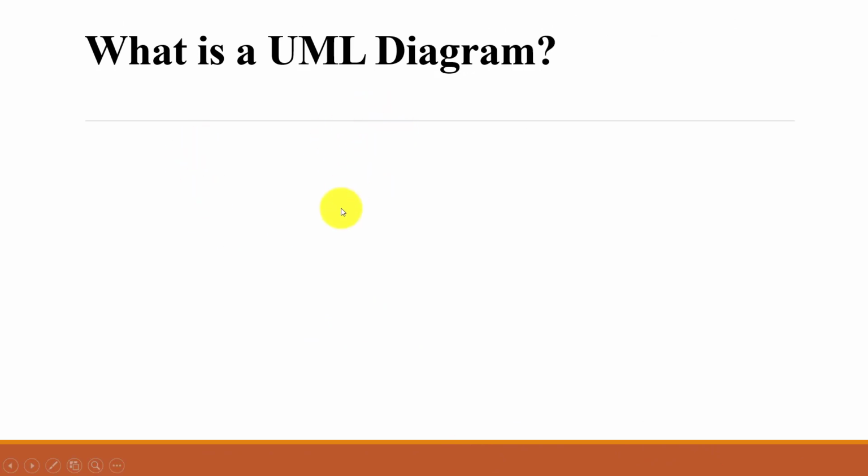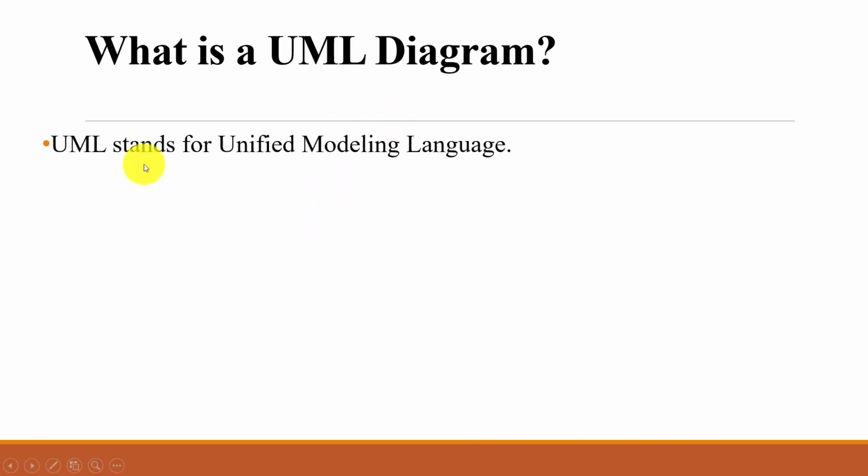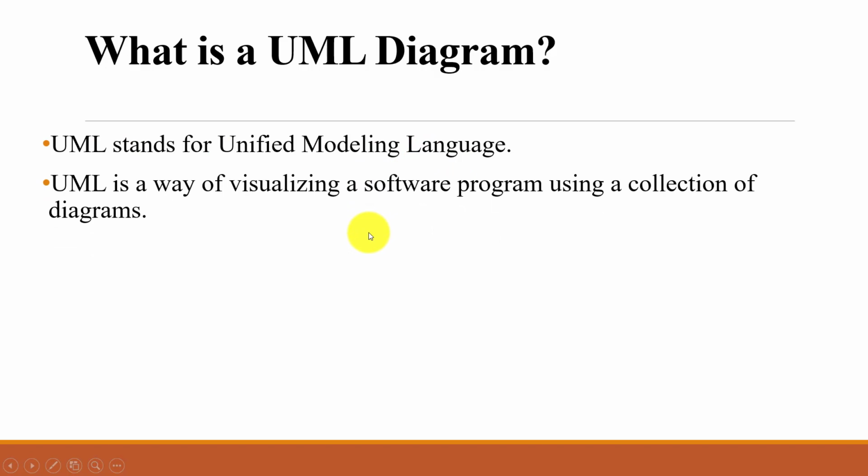So what is UML diagram? UML stands for Unified Modeling Language. That is, UML is nothing but a language. Now we know that there are a number of different programming languages. Similarly, it is a unified modeling language. Modeling means we are going to represent a diagram of some model or system.